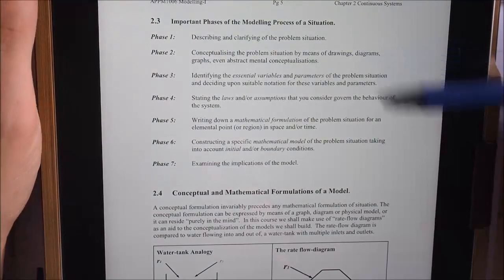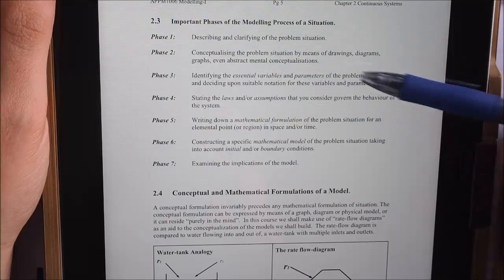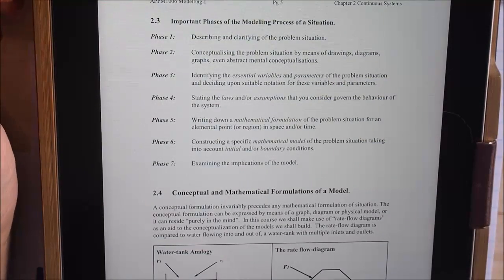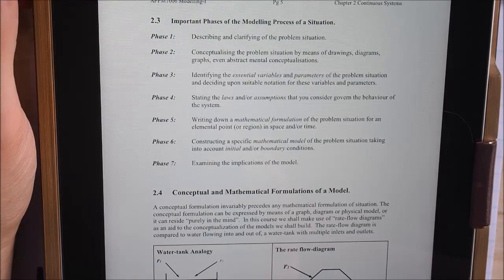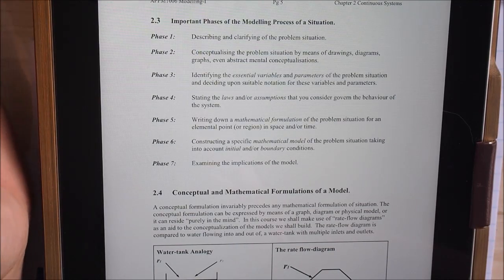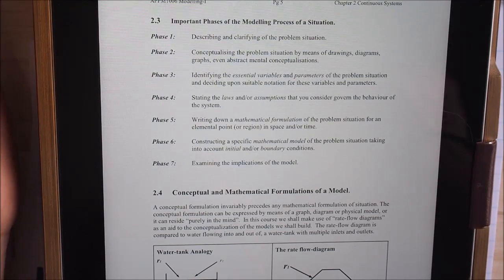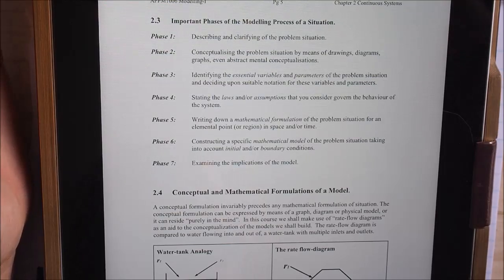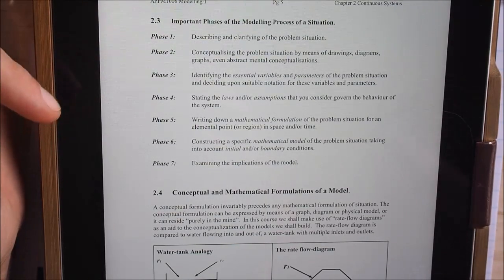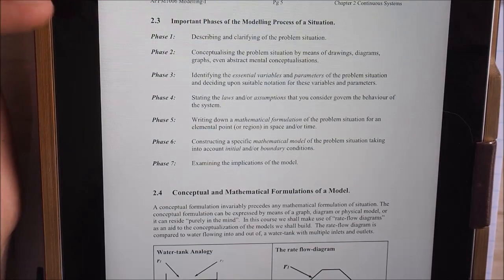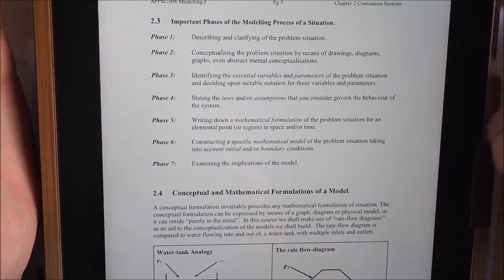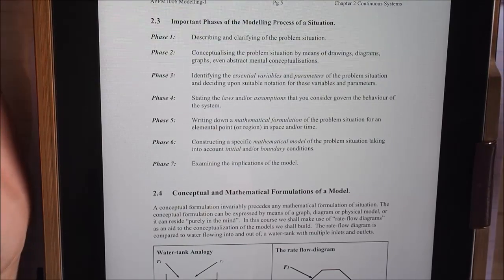The second phase is to conceptualize the problem situation by means of drawings, diagrams, graphs, and even abstract mental conceptualizations. So this is really just starting to try and write down a schematic or some kind of abstract representation of the problem. So, for example, in physics, you model, say, a ball being thrown, and you initially ignore air friction. And so we can write down equations of motion, and then maybe we can improve the model by relaxing some of those assumptions. So conceptualizing the problem is essentially doing that. So we're kind of relating it back to some initial tools that we have to describe it.